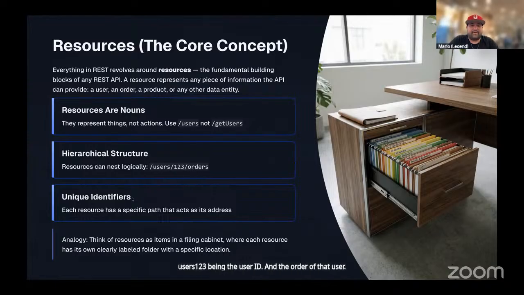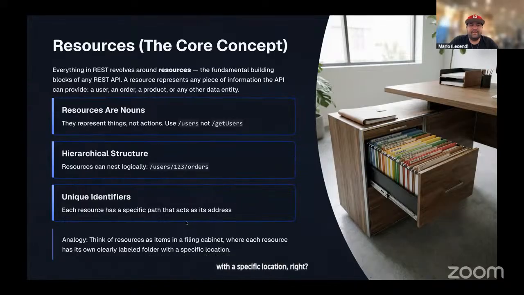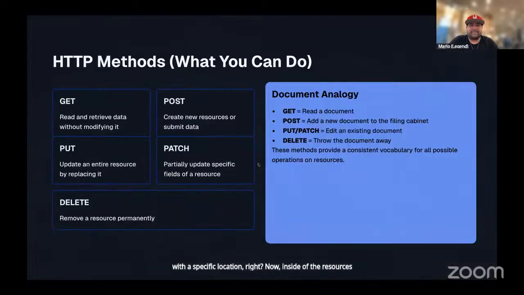I then have unique identifiers, so each resource has a specific path that acts as its address. So think of resources as items in a filing cabinet where each resource has its own clearly labeled folder with a specific location, right?